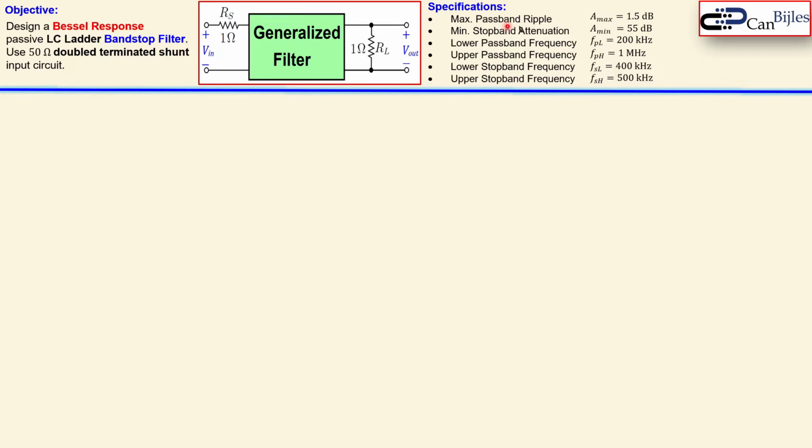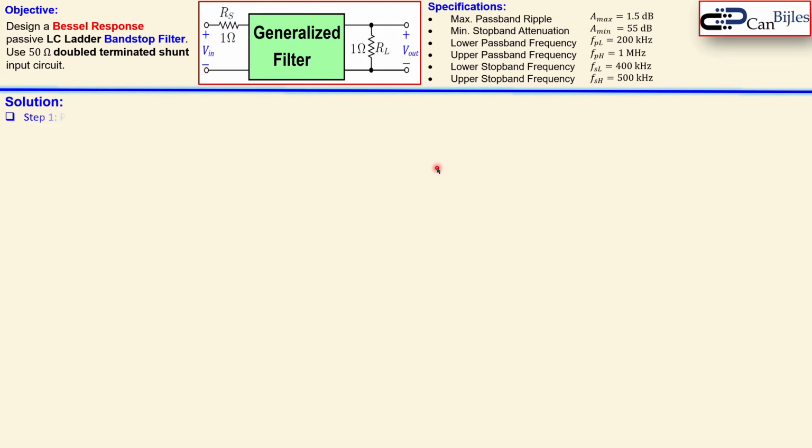The maximum passband ripple must be 1.5 dB. The minimum stop band attenuation is 55 dB. The lower passband frequency is 200 kHz. The upper passband frequency is 1 MHz. The lower stop band frequency is 400 kHz and the upper stop band frequency is 500 kHz. So let's see how we can design the filter using these specifications.